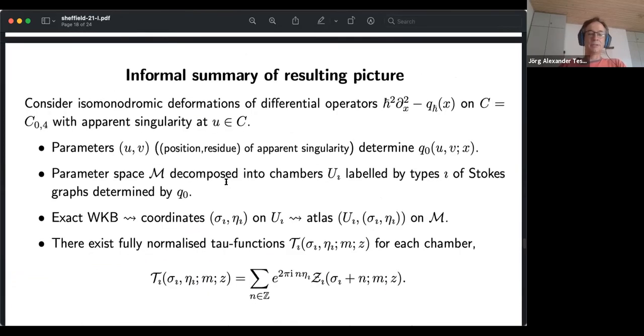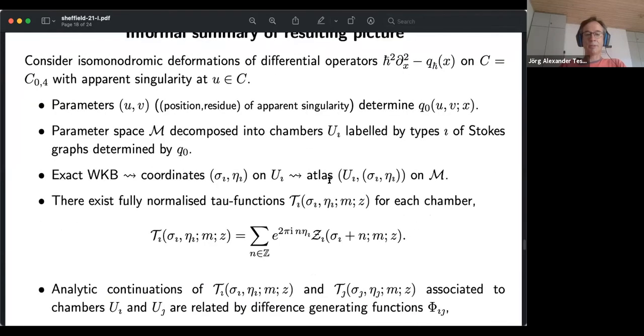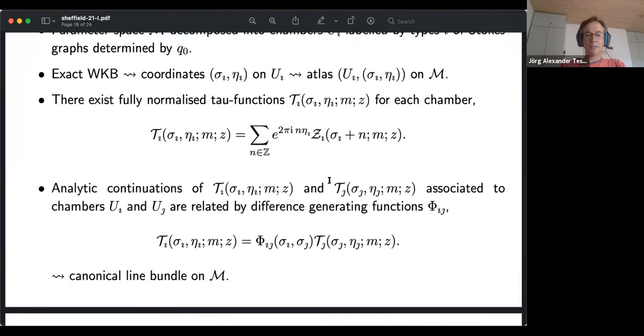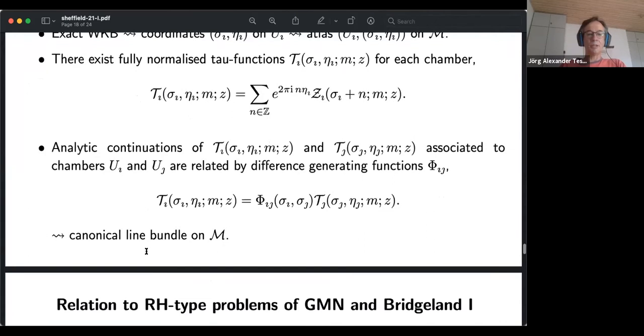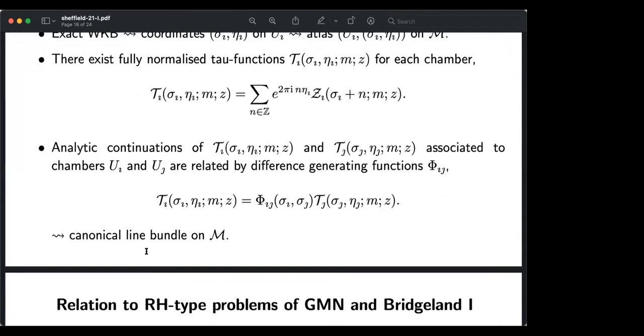But upon breaking it into chambers, which is done in a way which is pretty canonical by the exact WKB, we get something which seems to be as close as it can get. All right, so that is the summary.